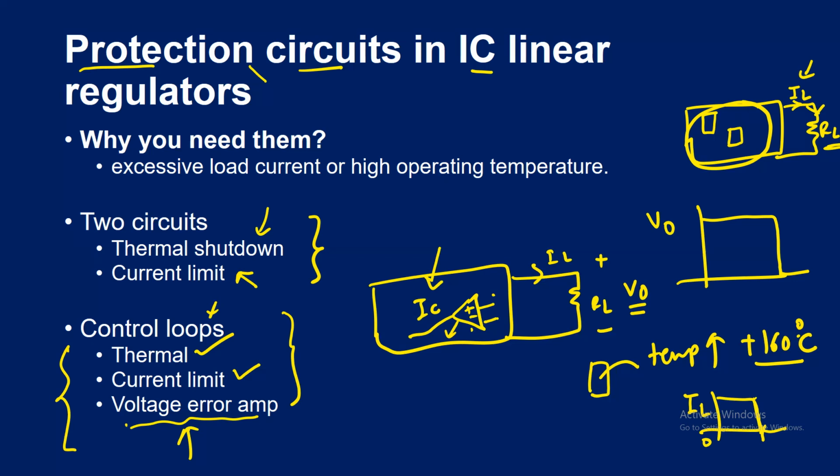So that was the basics about the control circuitries, also called protection circuitries, in IC linear regulators. Now we will explain one by one the working principle of the thermal shutdown protection circuit and the current limiting protection circuit, and how they work.